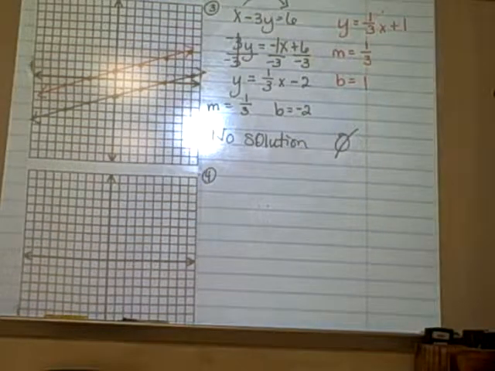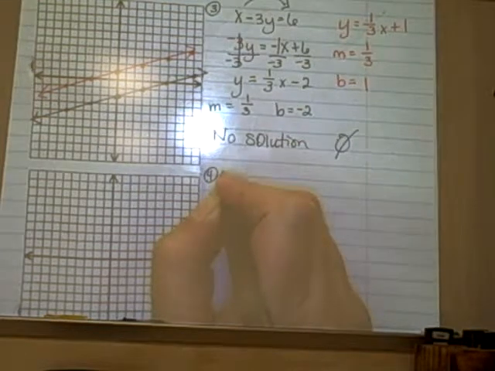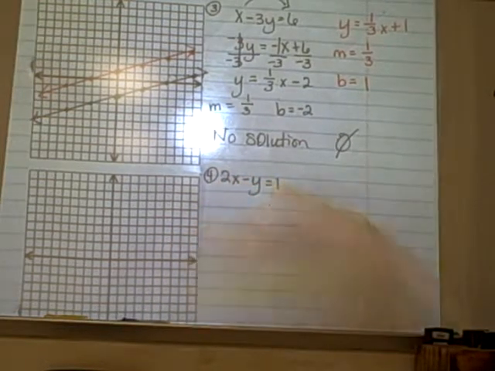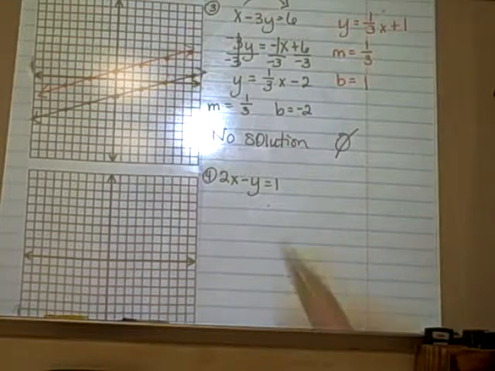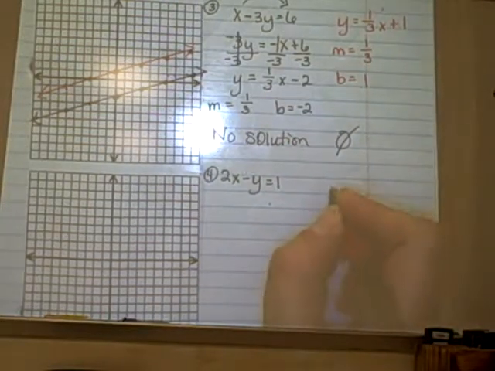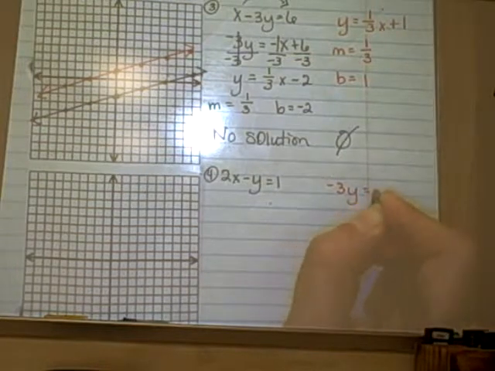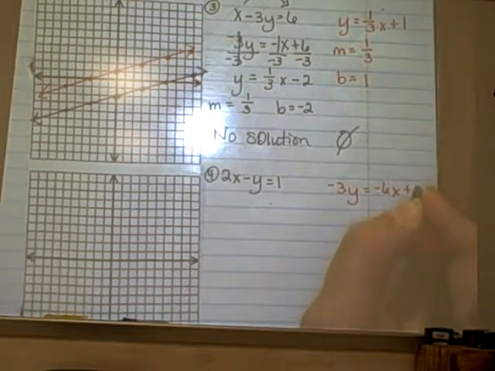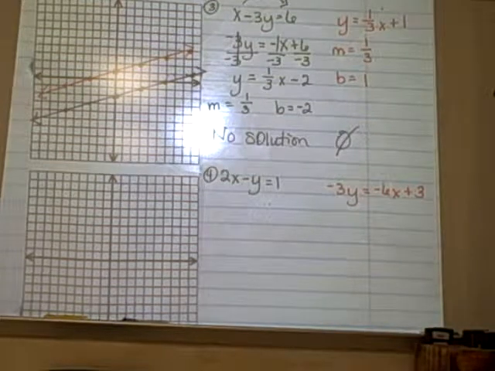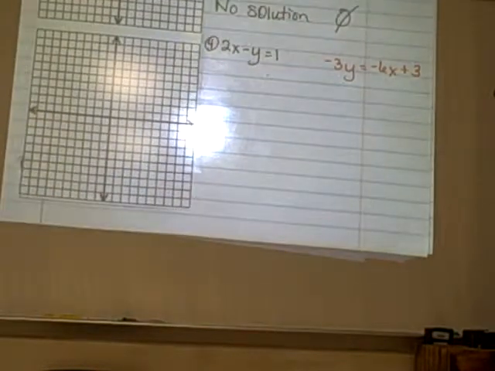Alright, last one, like this. And if you know me and the way I teach very well, you probably already know what the answer is going to be on this one, but we're going to graph it. Okay, so your first equation is 2x minus y equals 1. And your second equation is negative 3y equals negative 6x plus 3. 2x minus y equals 1. Negative 3y equals negative 6x plus 3 is the other one.